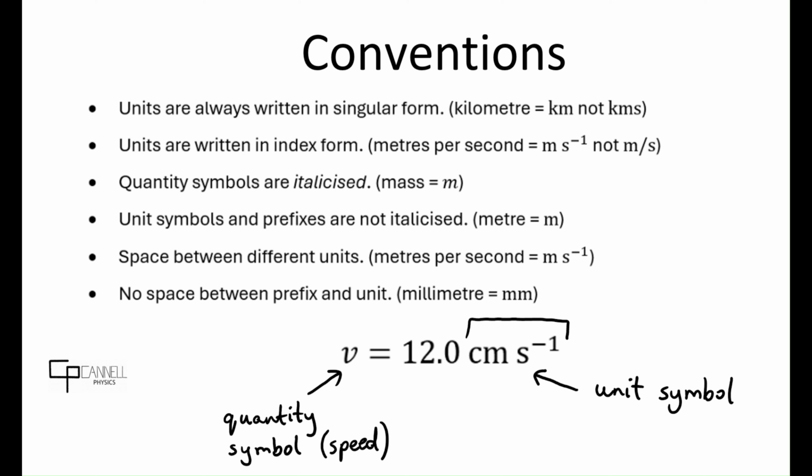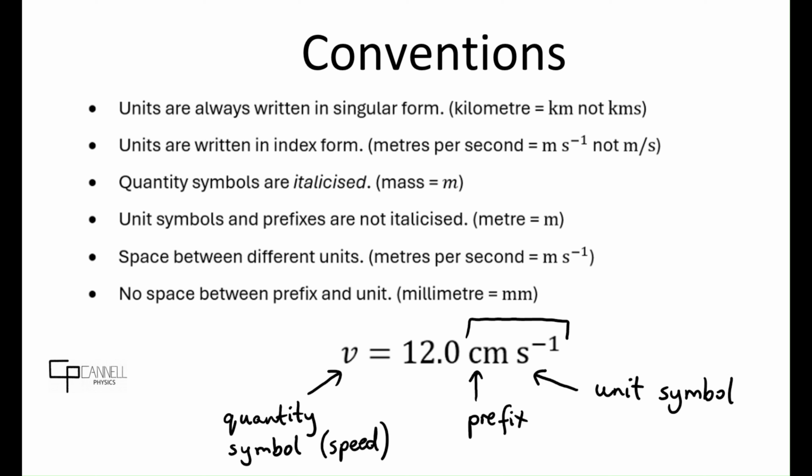But the reason I show you this example is we kind of see everything here at once. So we've got a prefix, and that's why we don't have a space between the centi and the meter, because that's a prefix in a unit, and they're not italicized. And also the last part of this unit is the seconds, or the seconds to the power of -1. That's also not italicized, because that's part of the unit still.